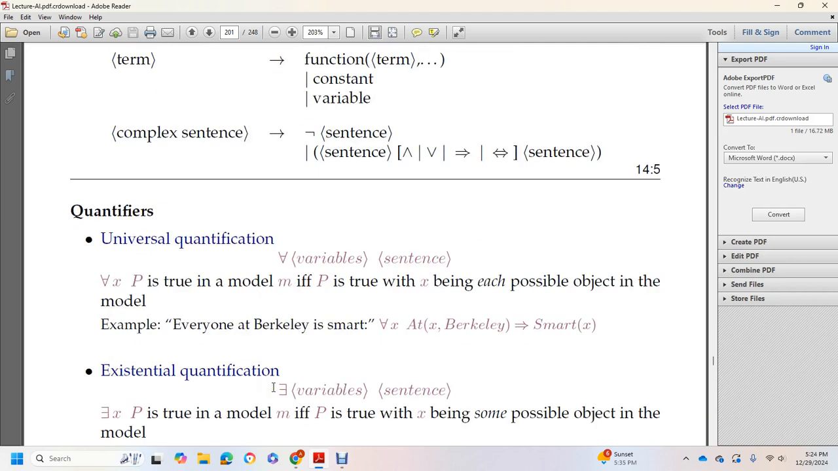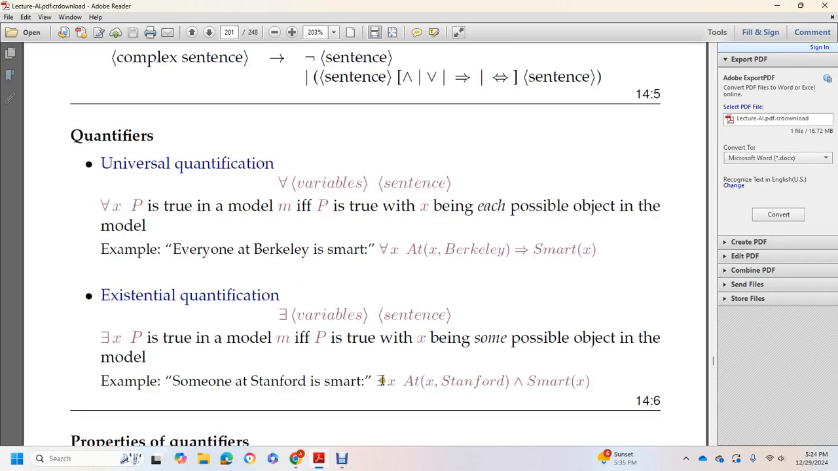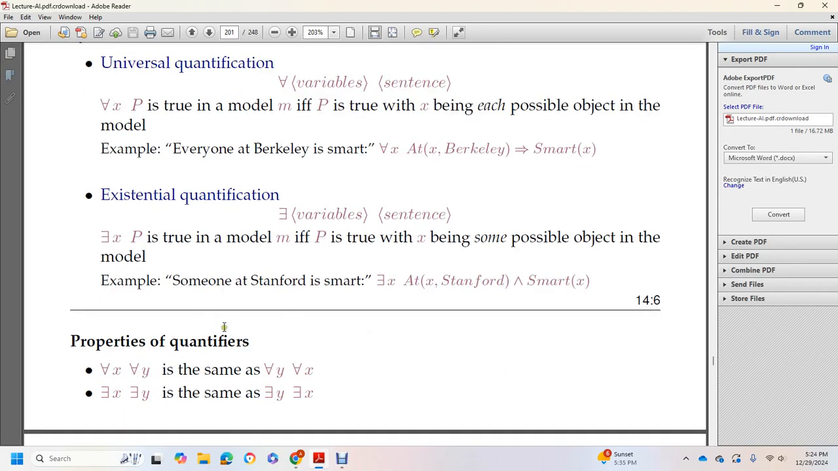Universal quantification, variables and sentences. A sentence is true in a model if it is true of each of the possible objects in the model. Existential quantification: a sentence is true in a model if P is true of at least one of the possible objects in the model. Probabilities with quantifiers.